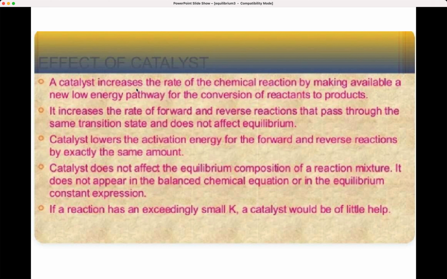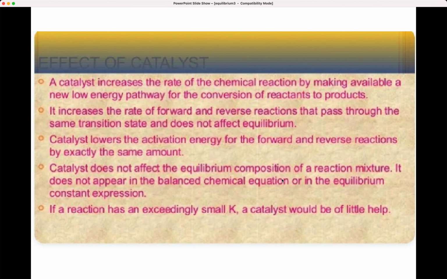Effect of catalyst. So a catalyst will increase the rate of a chemical reaction by making available a new low energy pathway for conversion of reactants to products. So it increases the rate of forward and reverse reactions that pass through the same transition state, and it does not affect the equilibrium. And what does the catalyst do? They lower the activation energy so that the forward and reverse reaction may exactly be the same. So for both forward and reverse reaction, exactly the same amount the activation energy is lowered by the catalyst.